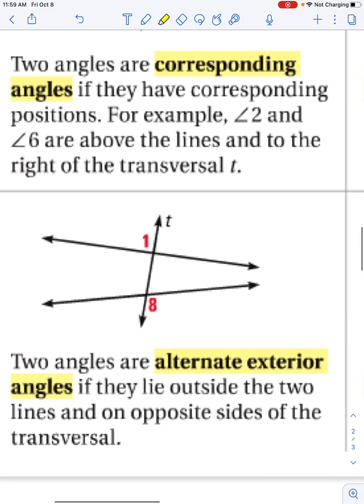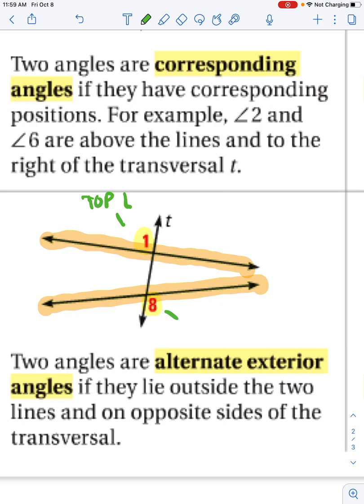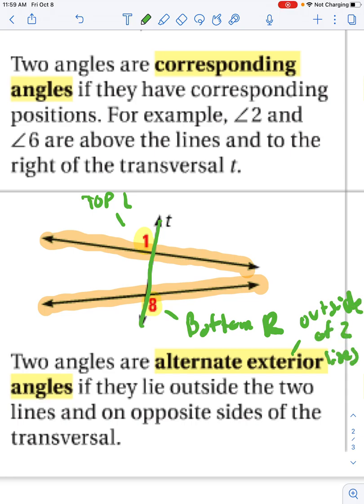If we've got alternate interior angles, we also have alternate exterior angles, which are going to be on the outside of my lines. This is top left and this is bottom right of their respective quadrants, and they are separated by this transversal. They're on the exterior, or the outside, of our two lines.